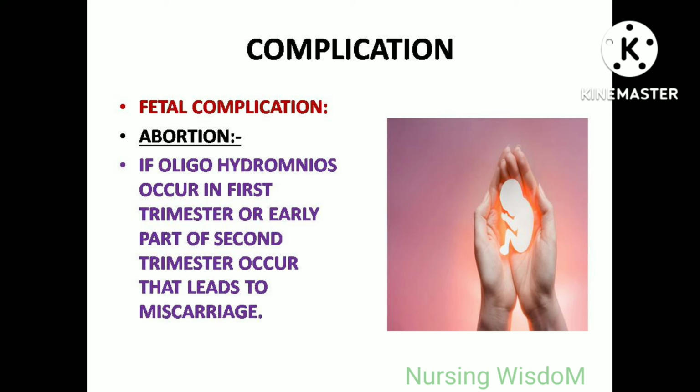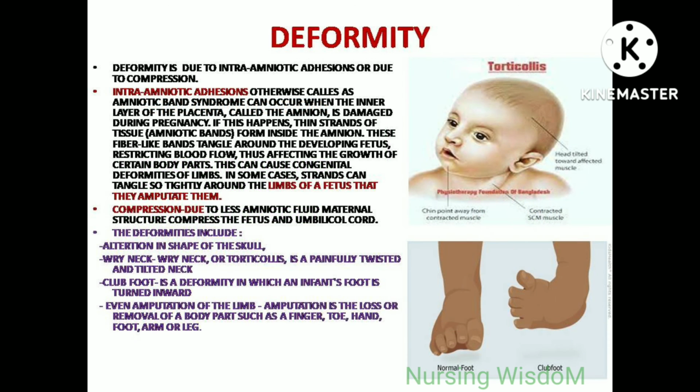Next is complication. Fetal complication. First one is abortion. If oligohydramnios occurs in the first trimester or early part of the second trimester, that leads to miscarriage. Deformity. Deformity is due to intra-amniotic adhesions or due to compression.